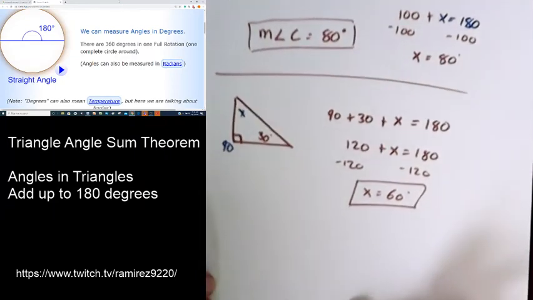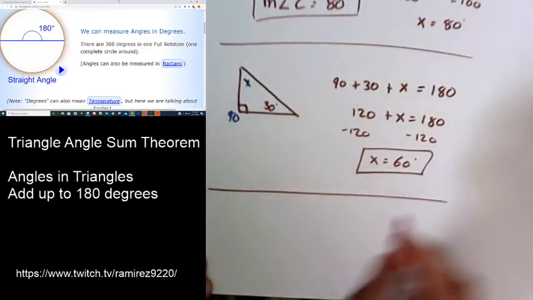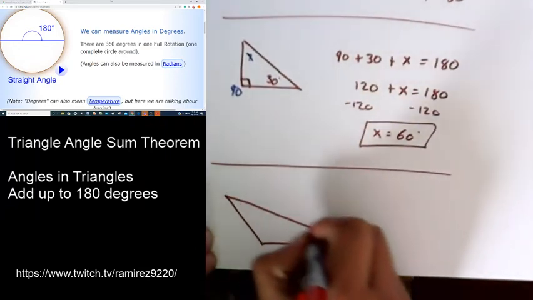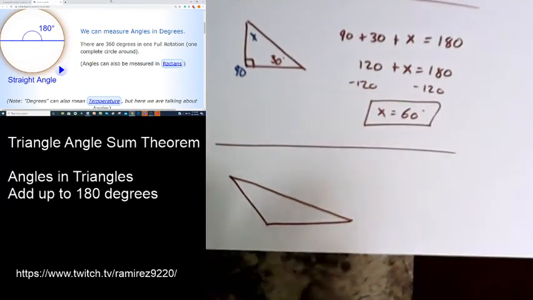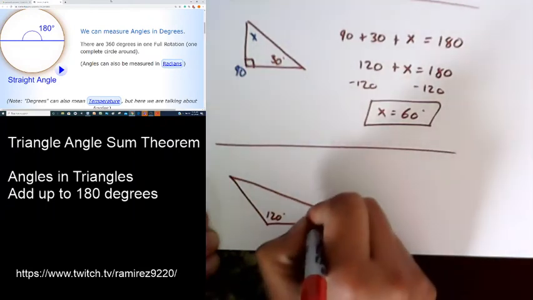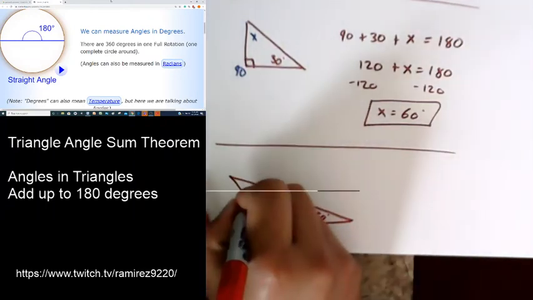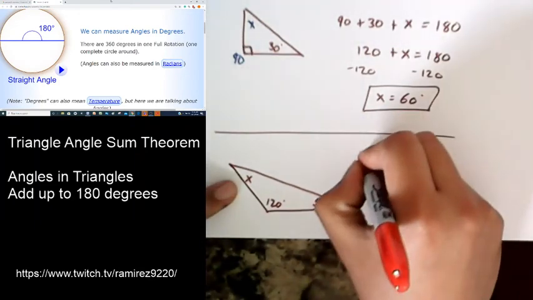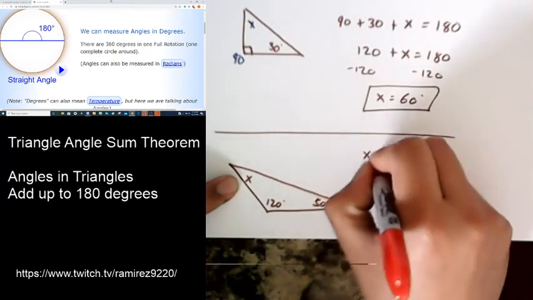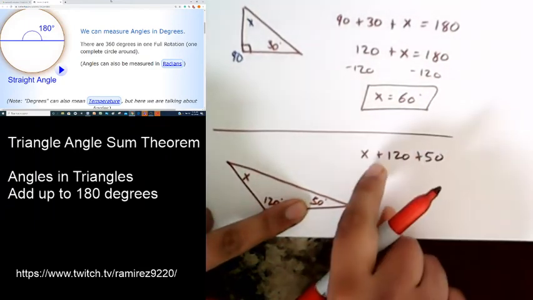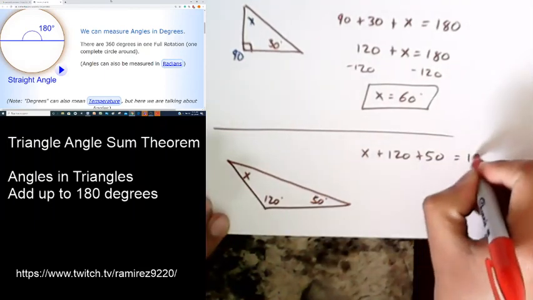Again, it doesn't matter what kind of triangle they throw you. You could have an obtuse one, and it's still the same thing. They could tell you that this is 120, right? And that this is 50. And you have to solve for X. Again, just simply ask yourself, what are the three angles? Oh, and it doesn't matter what order you go. I have an X, I have a 120, and I have a 50. And notice how I'm adding them and setting them equal to 180.